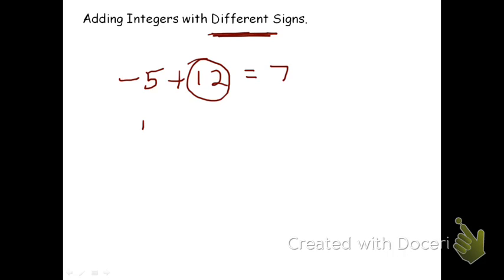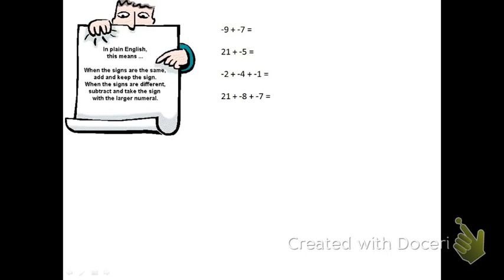So suppose it was 5 plus a negative 14. The difference between 5 and 14 is 9, and since the 14 was negative, it's a negative 9. So when you're adding with different signs, you take the difference. As this young man has over here, in plain English, when the signs are the same, add and keep the same sign. When the signs are different, subtract and take the sign with the larger numeral.